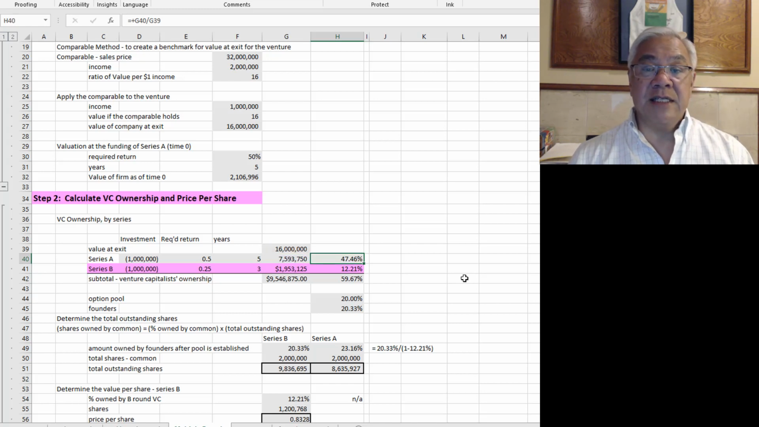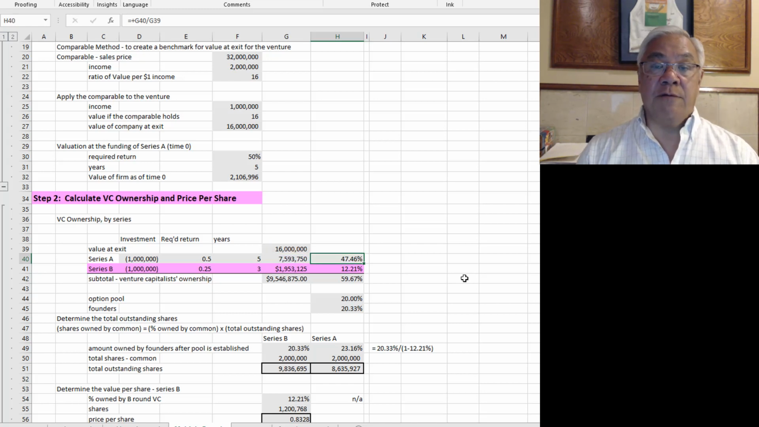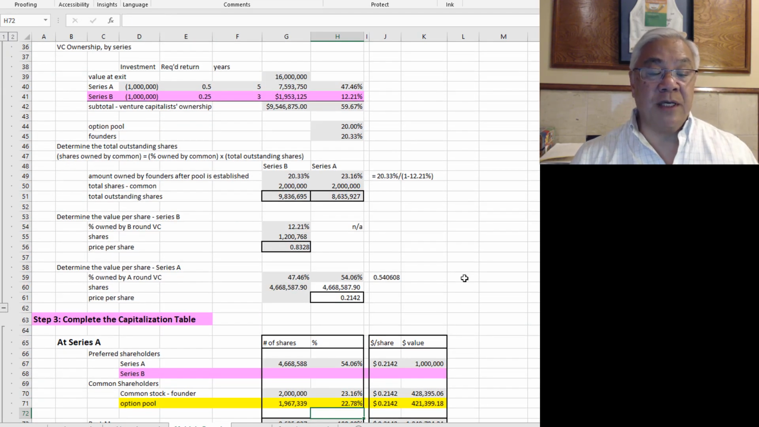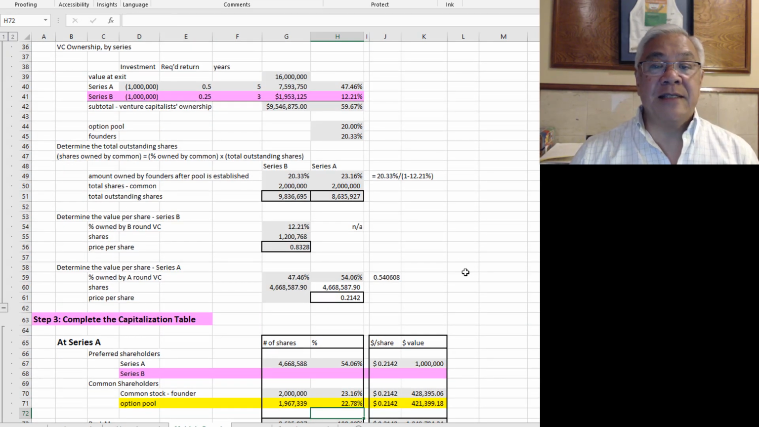So the VC Series A will own 47.46% as before, and then the Series B will own 12.21 in order to achieve their target of 1.9. So combined they own 59.67, which means we still have to take care of our option pool of 20%, which means the founders are now down to 20.33%. That's life. Golden rule.